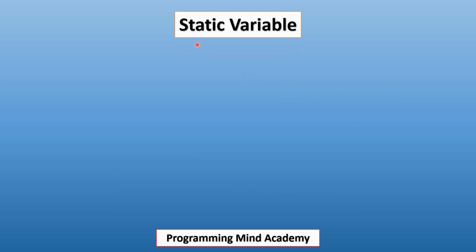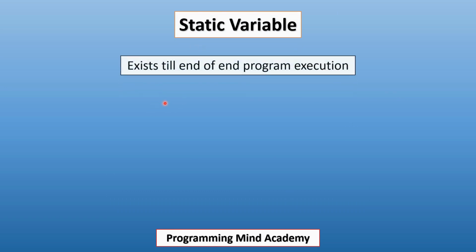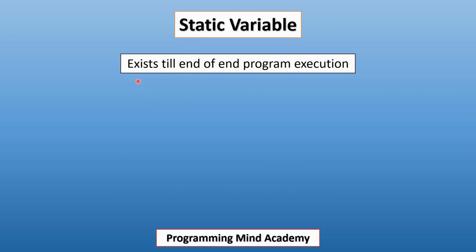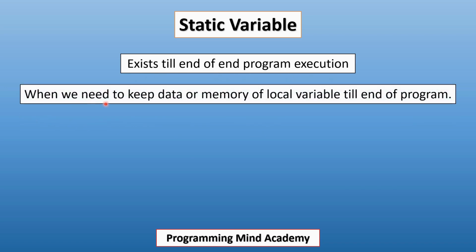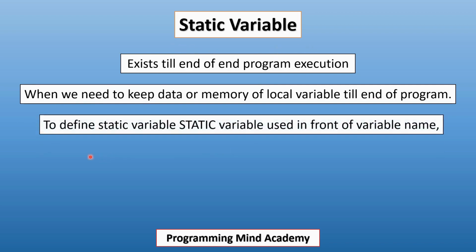So let's understand what is meant by a static variable. A static variable exists till the end of the program execution. When we need to keep the data or memory of a local variable till the end of a program, then we use it as a static variable. To define a static variable, the static keyword is used in front of the variable name.